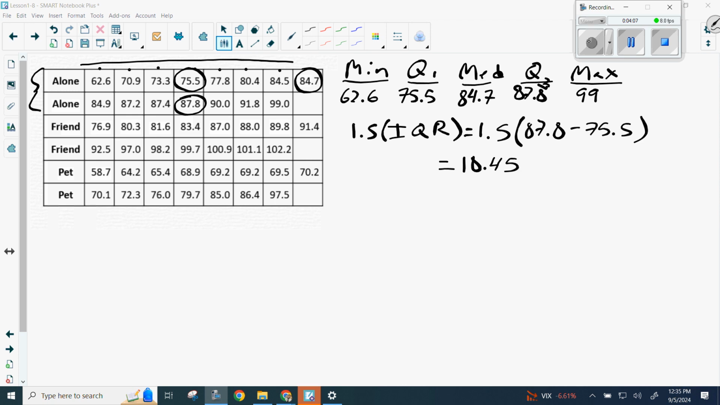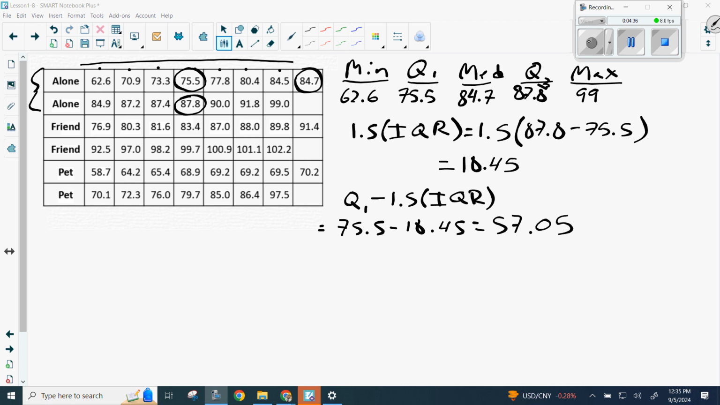So like I said at the beginning, I'm going to take quartile 1, and I'm going to subtract from it this 1.5 times interquartile range, which is the number we just found, 18.45. And we know that quartile 1 is 75.5. And we're going to subtract 18.45. And we get 57.05. Are there any values lower than 57.05 for the people alone? There are not, right? And so this tells me that there are no lower outliers.